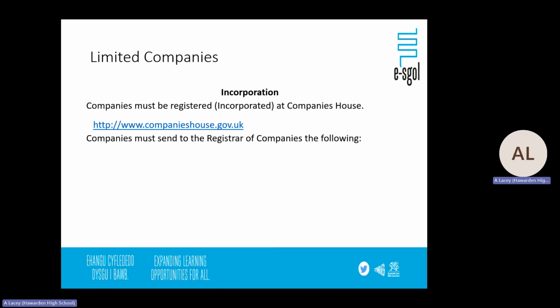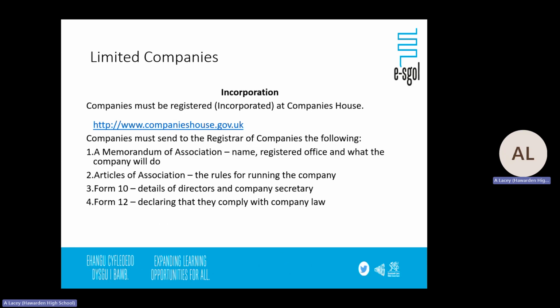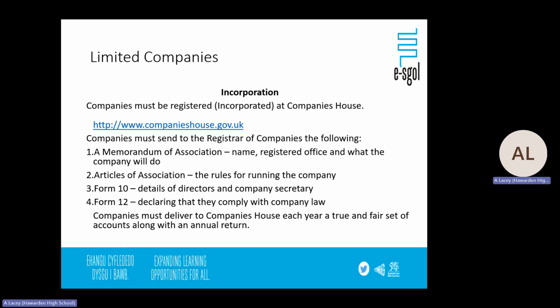Okay, so limited companies must register at Companies House, and must send the registrar of companies the following. A memorandum of association with the name, registered office, and what the company will do. Articles of association, the rules for running the company. Form 10, which details the directors and company secretary. Form 12, declaring that they comply with company law. And companies must deliver to Companies House each year a true and fair set of accounts along with an annual return.